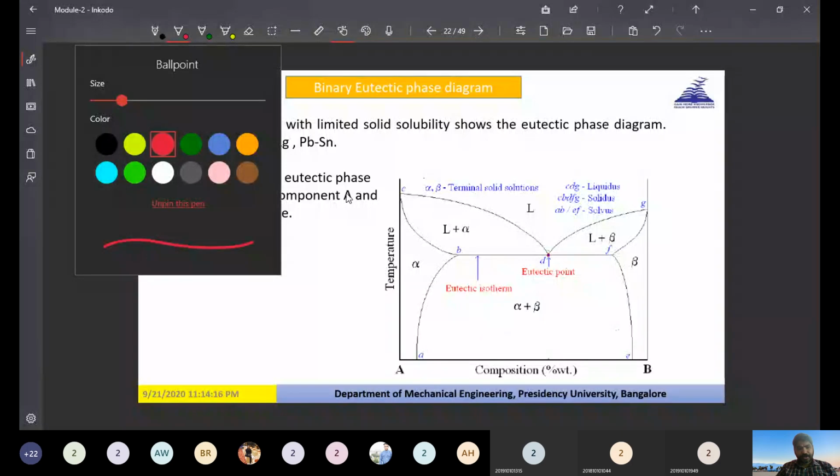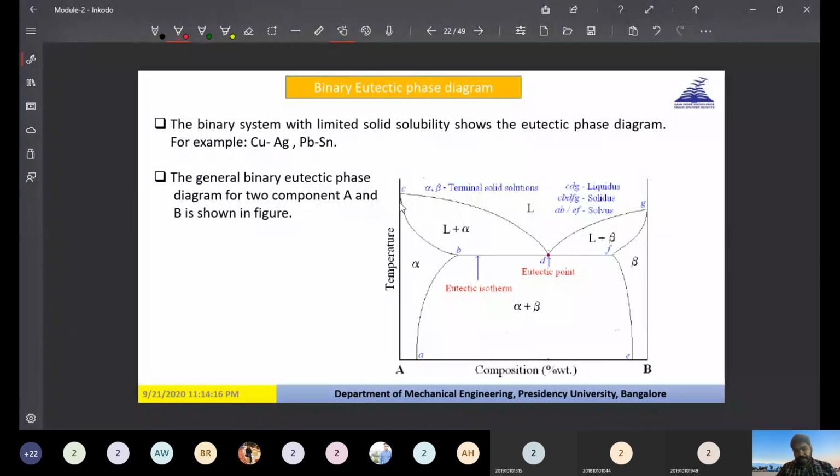You can see here this line is nothing but the eutectic line, this red color line I am drawing. Sorry, this is the liquidus line. This is also the liquidus line. So these two are the liquidus lines, and the point at which these liquidus lines meet is known as the eutectic point. So this is the first definition.